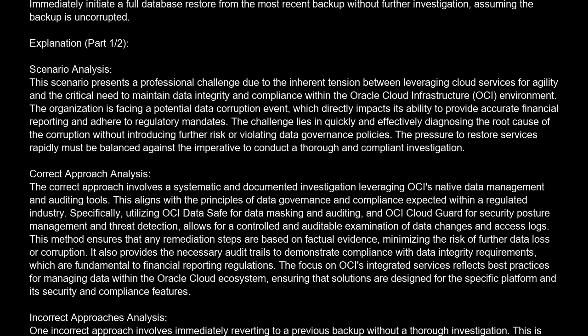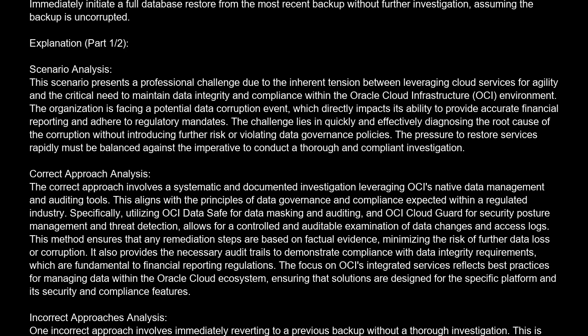Correct answer is B. Immediately initiate a full database restore from the most recent backup without further investigation, assuming the backup is uncorrupted. Explanation. Scenario analysis. This scenario presents a professional challenge due to the inherent tension between leveraging cloud services for agility and the critical need to maintain data integrity and compliance within the Oracle Cloud Infrastructure (OCI) environment.